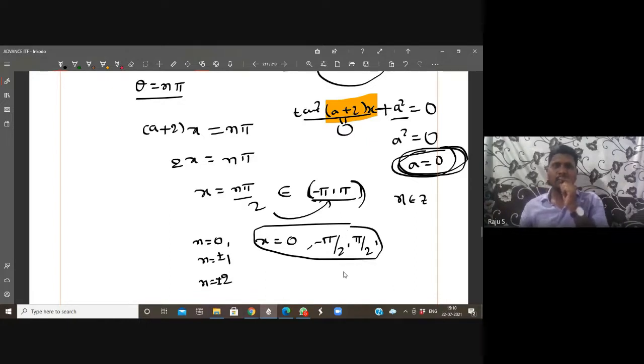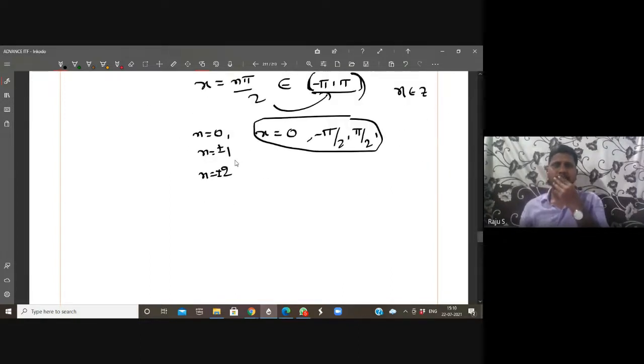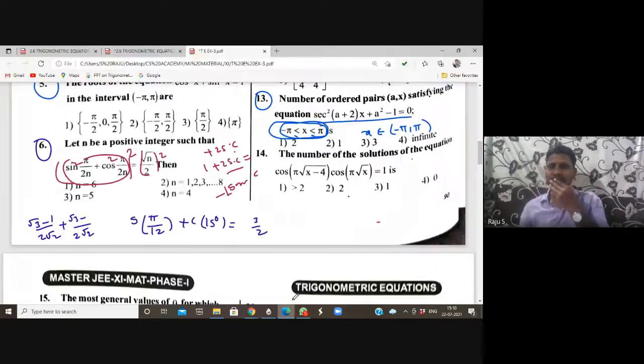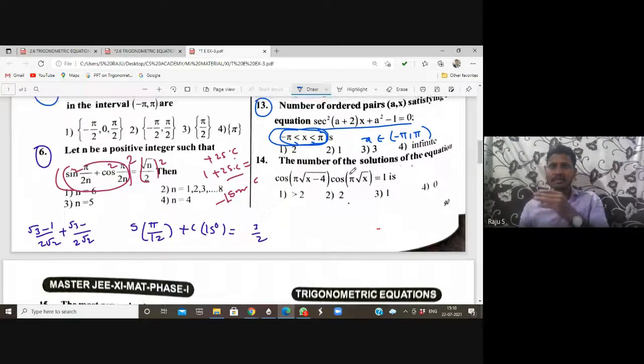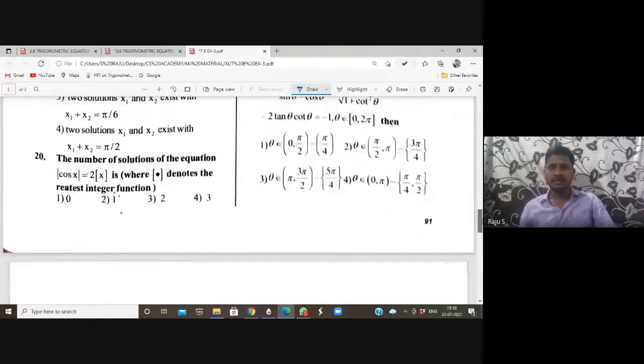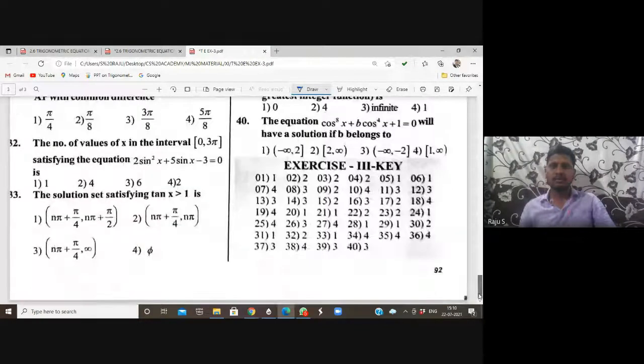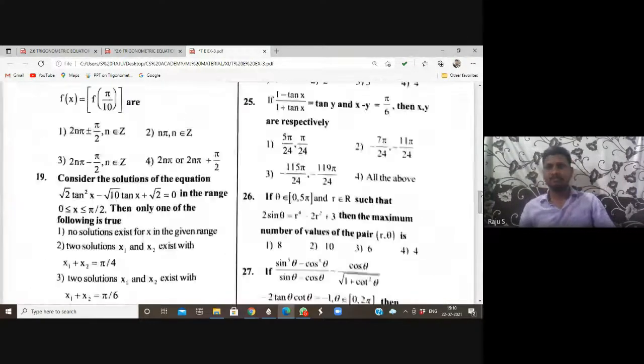So then what are the answers? A value is 0, x is 0; a value is 0, x is minus pi by 2; a value is 0, x is plus pi by 2. So, the third option is right: 3 solutions. Once check the answer. Third option. Right.